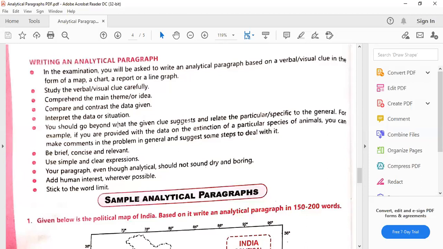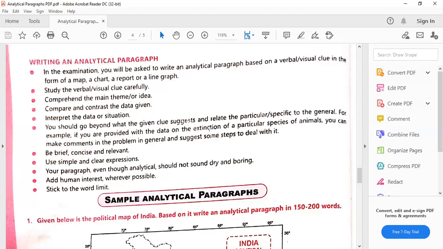For example, that does not mean that you cannot write of your own. According to that data or the table or the report, you can go beyond that also, but not too much. Keep the word limit in your mind what you have to write. यानी कि पूरा paragraph आप extra उस topic से लिख दो, that should not be.